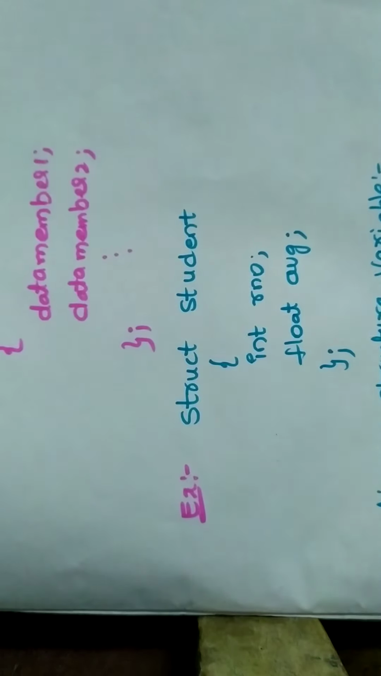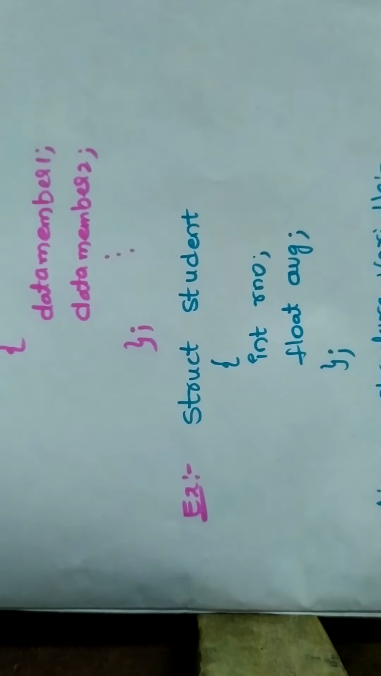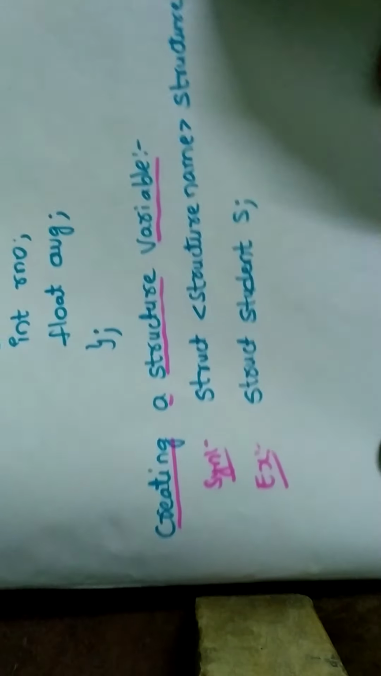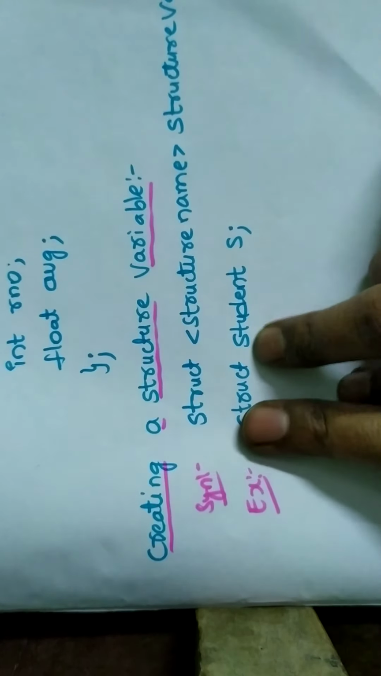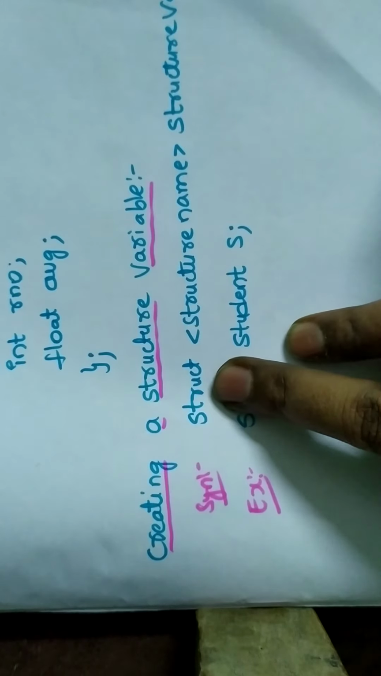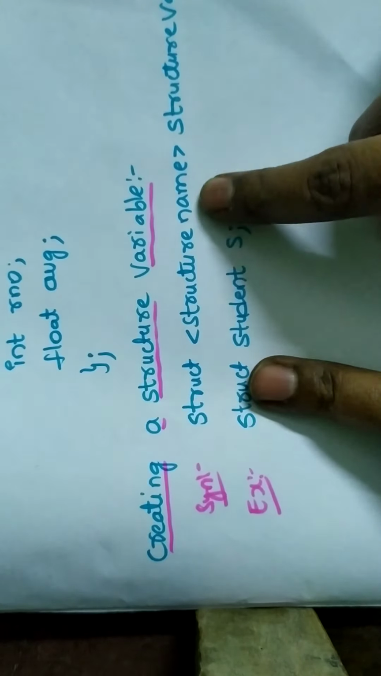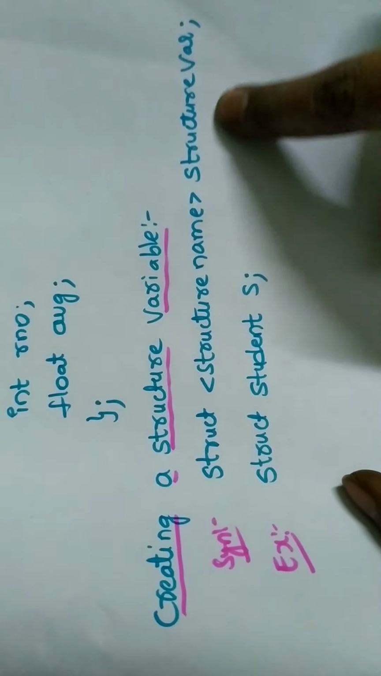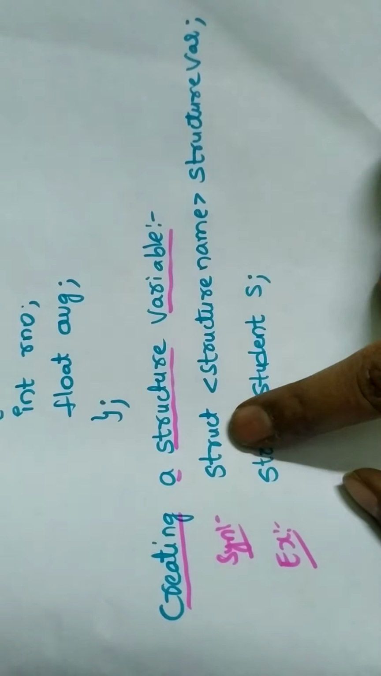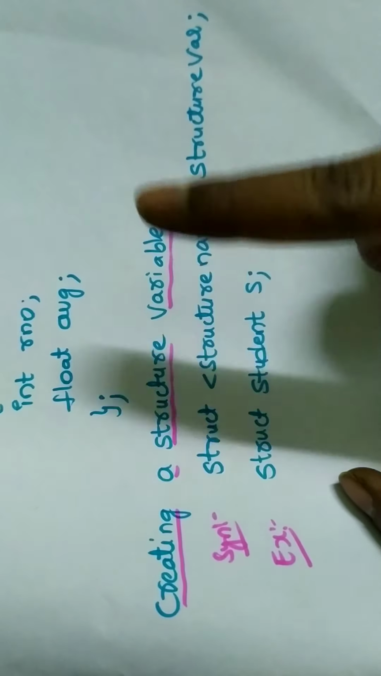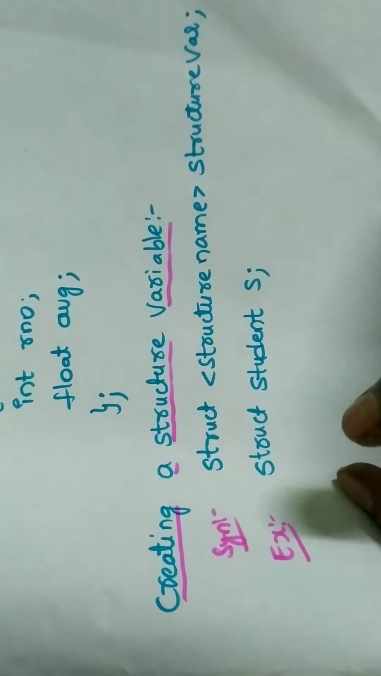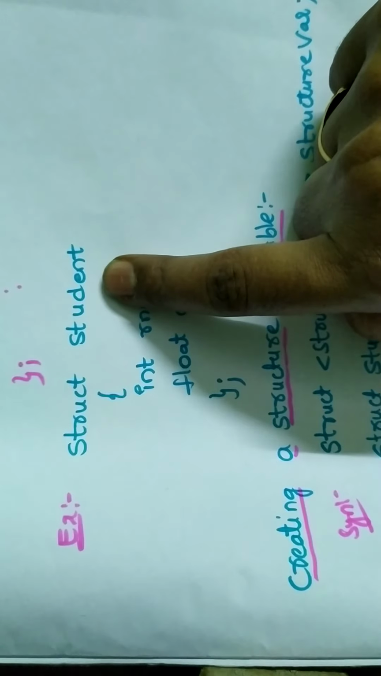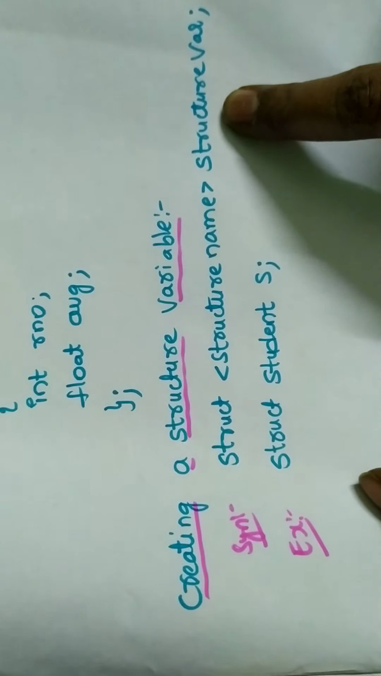Next, after creating a structure, we need to learn about the creation of structure variable. This is the syntax. The same keyword we use here, struct only: struct, structure name and structure variable name. What is the purpose of creating this structure variable? Actually we know that structure is a user defined data type. When we create a structure it behaves like a data type, so here student is a data type, and to the structure we can create variables.